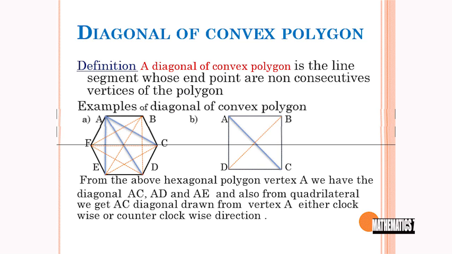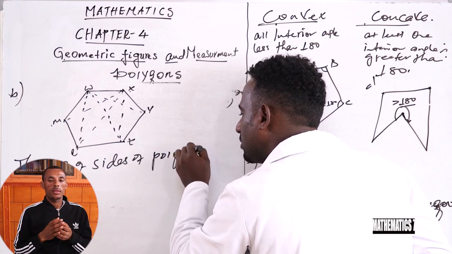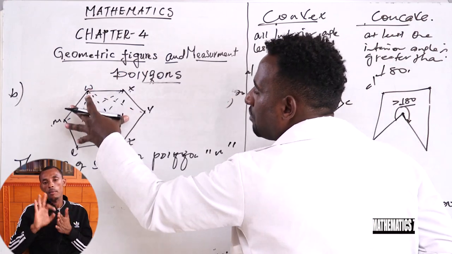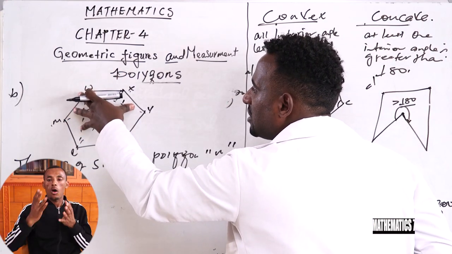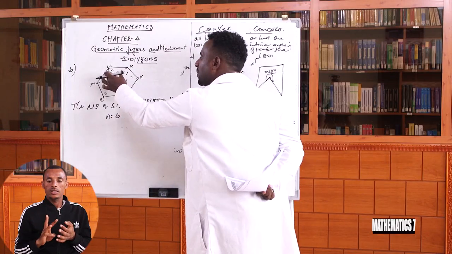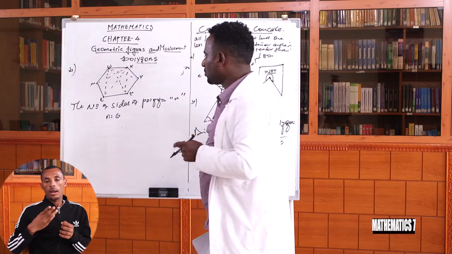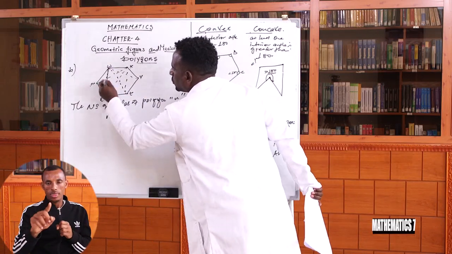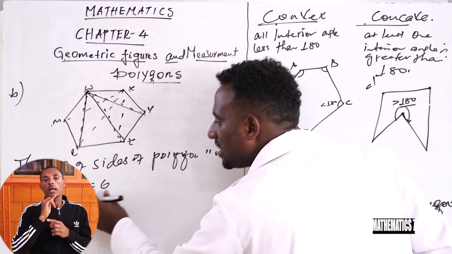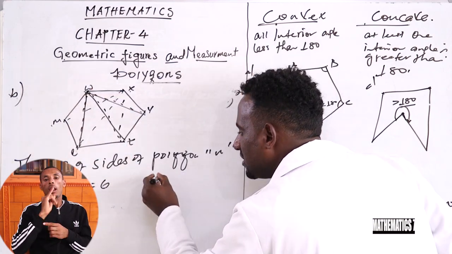The number of sides of a polygon is denoted by n. So a hexagon is a polygon with six sides, n is six. So how many diagonals can we draw from one vertex of the hexagon? 1, 2, 3. So the number of sides is six, and the number of diagonals drawn from one vertex is three.